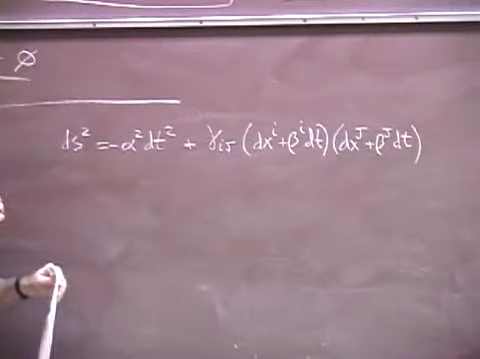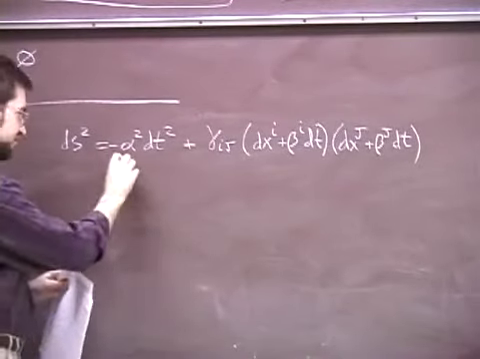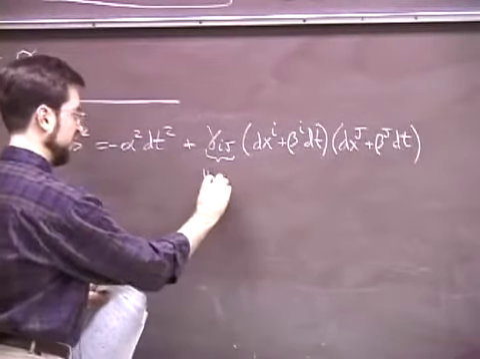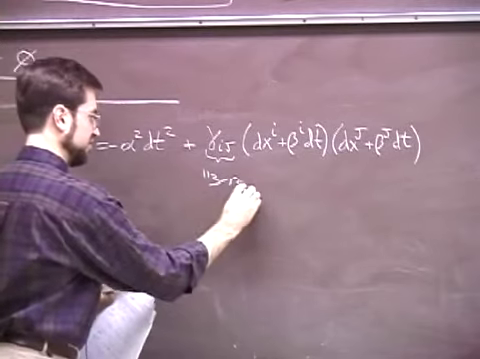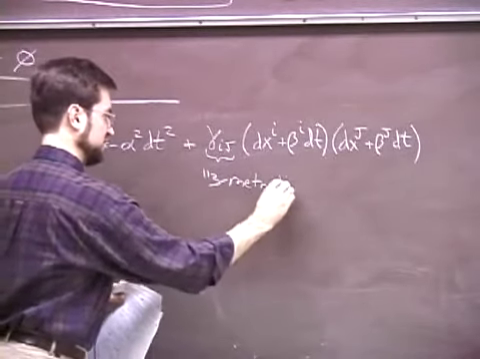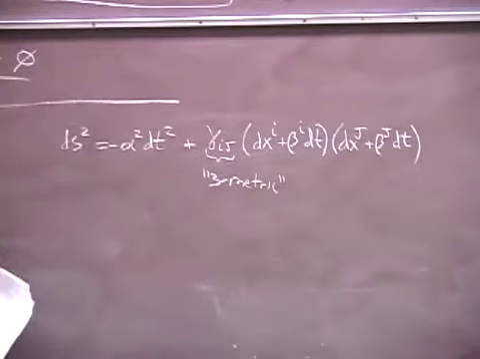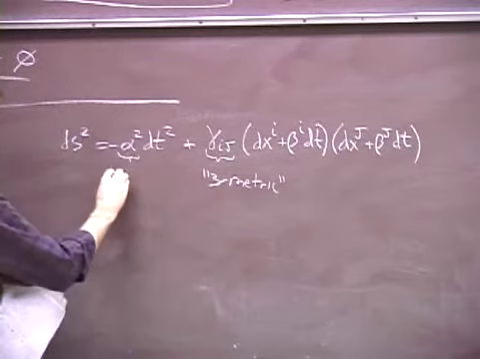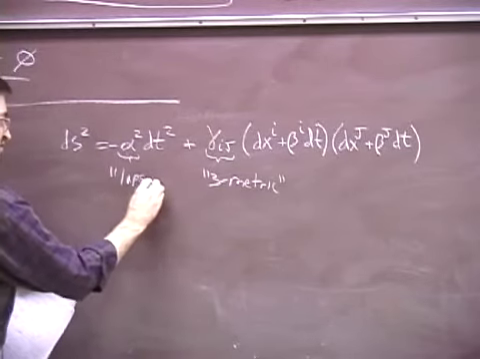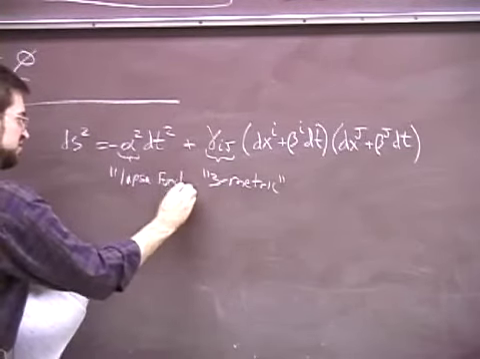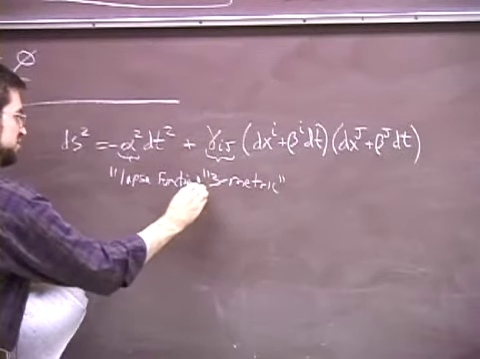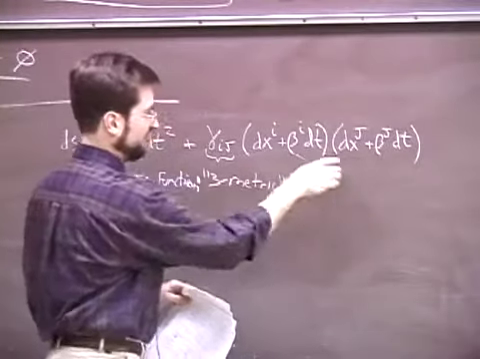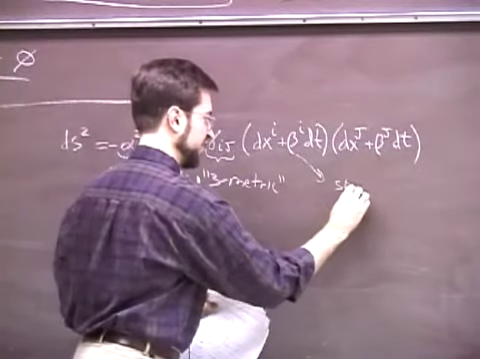And where I've defined three new functions here. We'll do this one first. This gamma ij is the 3 metric. And I'll say a little bit more about what it means in a second. Let me just give all of these guys names. This is a lapse function. And this beta that appears in 2 places is called the shift vector.